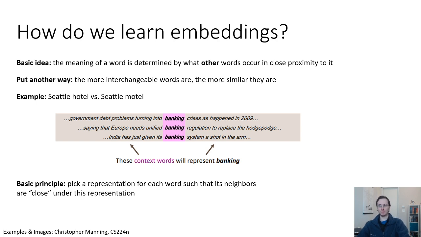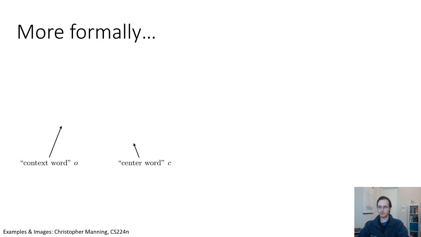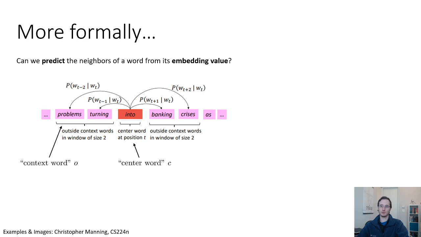The basic principle is that we'll pick a representation for each word such that its neighbors are close under this representation. All right. So can we predict the neighbors of a word from its embedding value? That's essentially the problem we'll be trying to tackle. So in this diagram, I have the center word, which is into, and it's located at some position t. And I have context words, which I'll refer to as O, and those are all words at some other position t prime, such that the absolute value of t prime minus t is less than or equal to 5. So we'll take words within a window of 5. Here it's showing a window of 2, but a window of 5 is more typical.